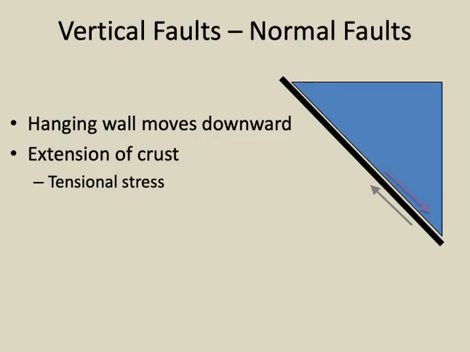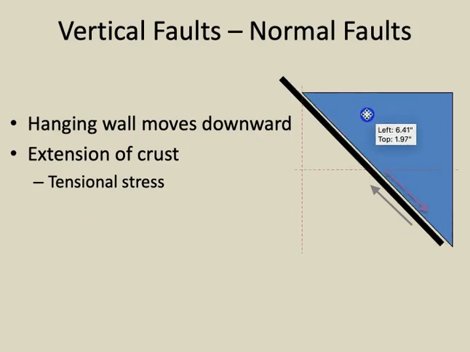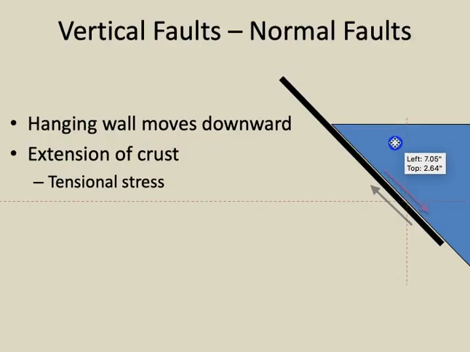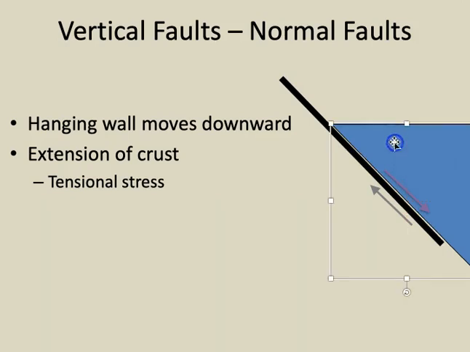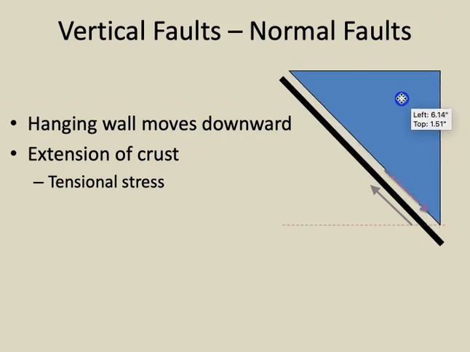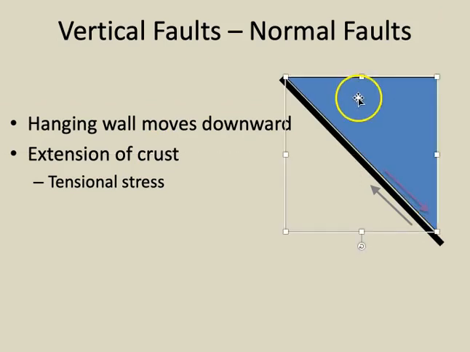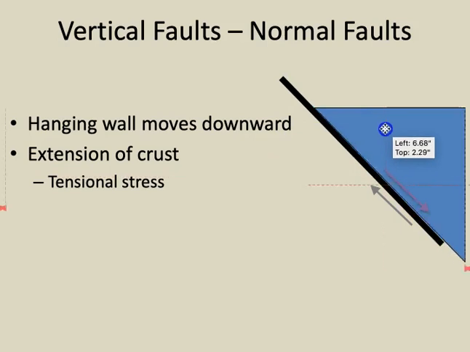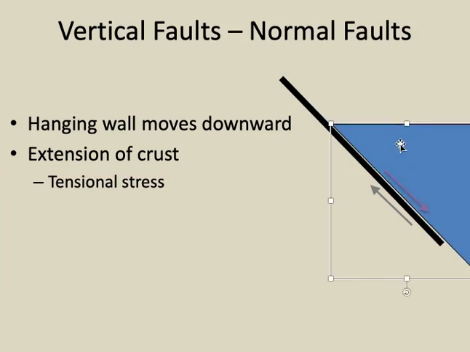Vertical faults, or dip-slip faults as they are also called. Let's talk about normal faults first. These exist where the hanging wall moves down. So, something like that. These occur where there is extension or stretching of the crust, which is caused by tensional stress. And again, this tensional stress will result in the hanging wall block moving downwards along the fault plane.